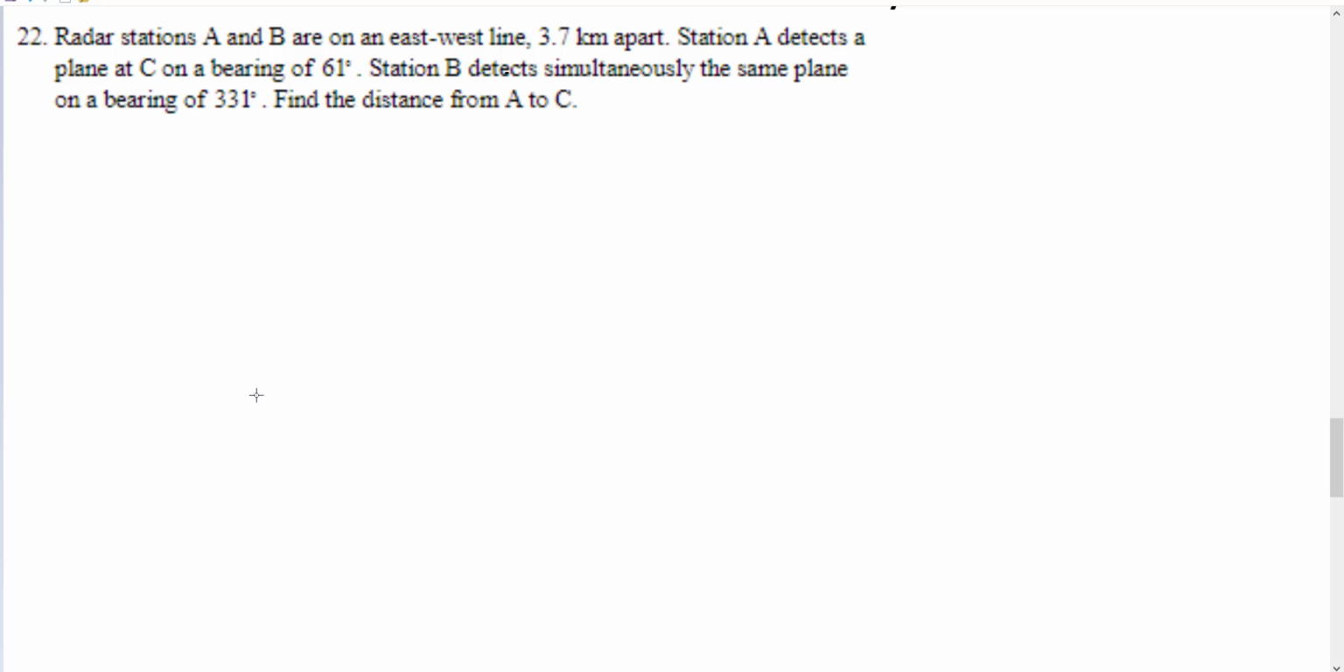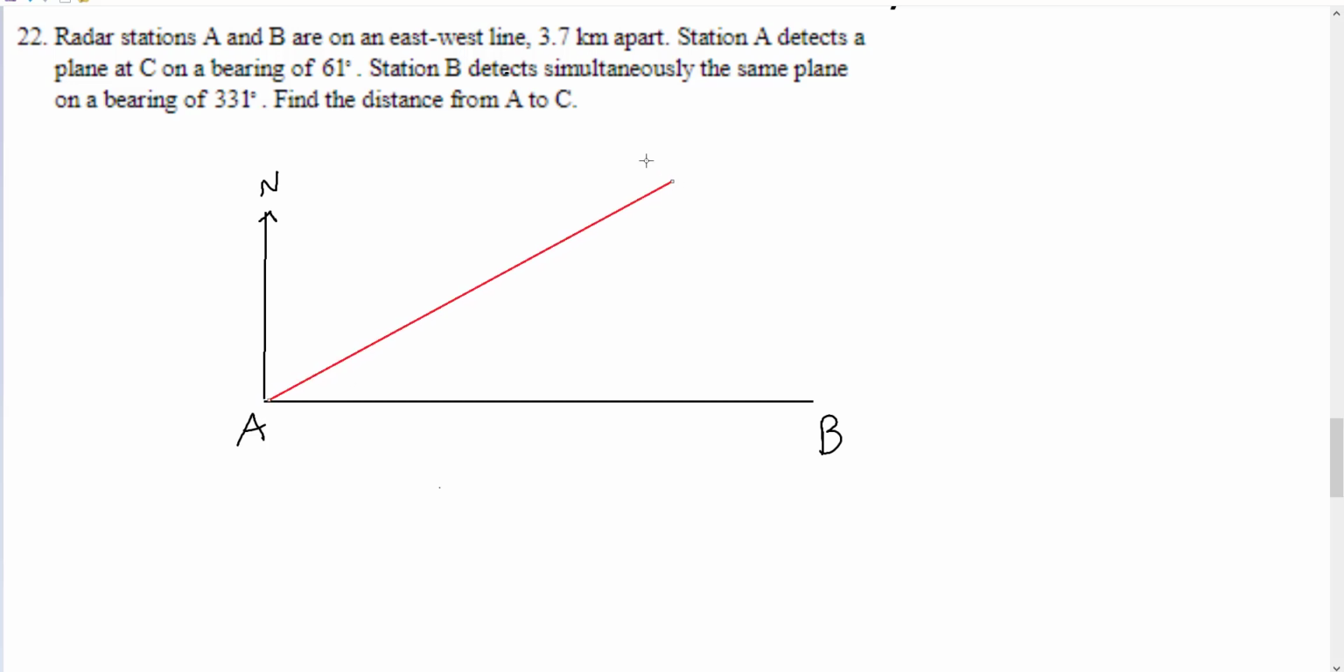So A and B are on an east-west line, so it's a straight line. A is here and B is here. Now, station A detects the plane C with a bearing of 61 degrees. Bearing starts from the north, and then you always turn clockwise 61 degrees. So if you turn 61 degrees clockwise from the north, airplane C is over here.